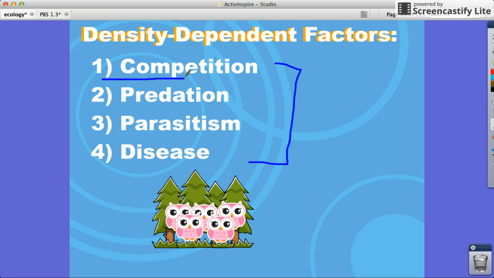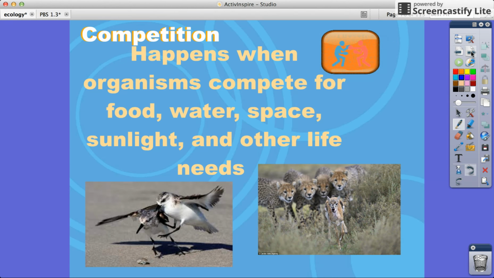Competition for resources, for food, for shelter, for mates. Predation, animals, fortunately, because that's the circle of life, eating other animals. Parasitism, which is separate from disease. Parasitism is organisms that are parasites that essentially suck the life out of a living thing. Disease is different. Okay, so let's look at these in depth.